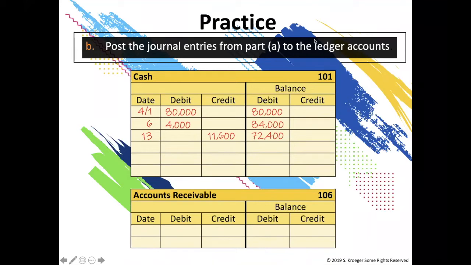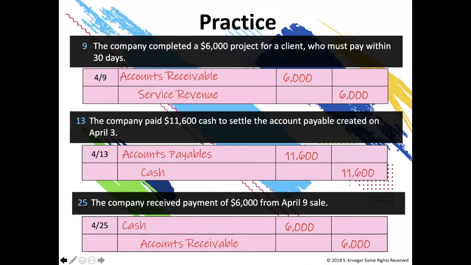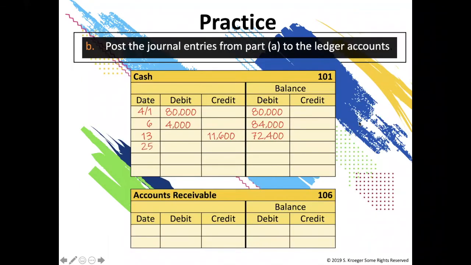Let's find the next cash entry that we have in the journal. Our next cash entry is on the 25th. We have cash here as a debit of $6,000. Let's put that into the ledger next. The date is the 25th. It was a debit of 6,000.